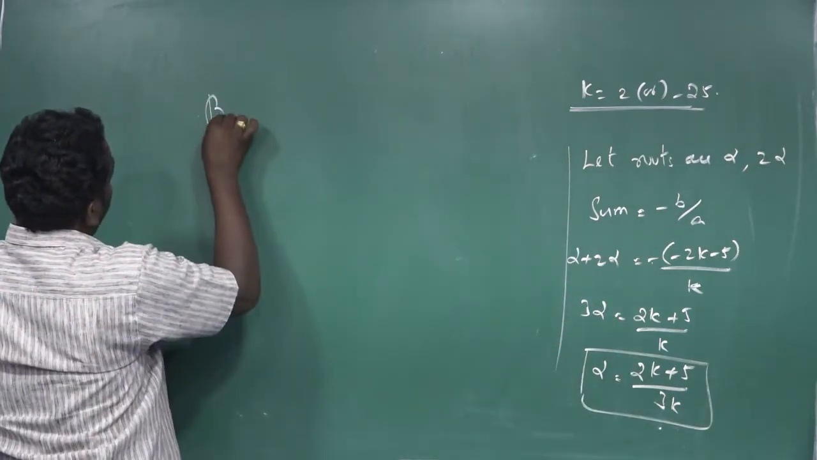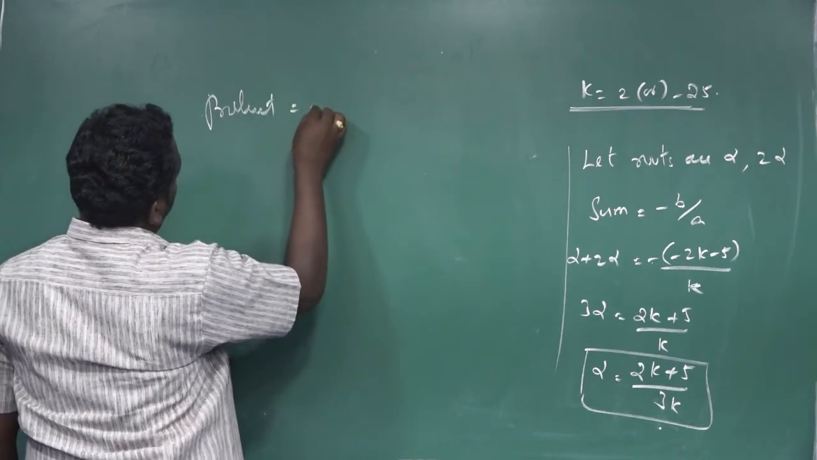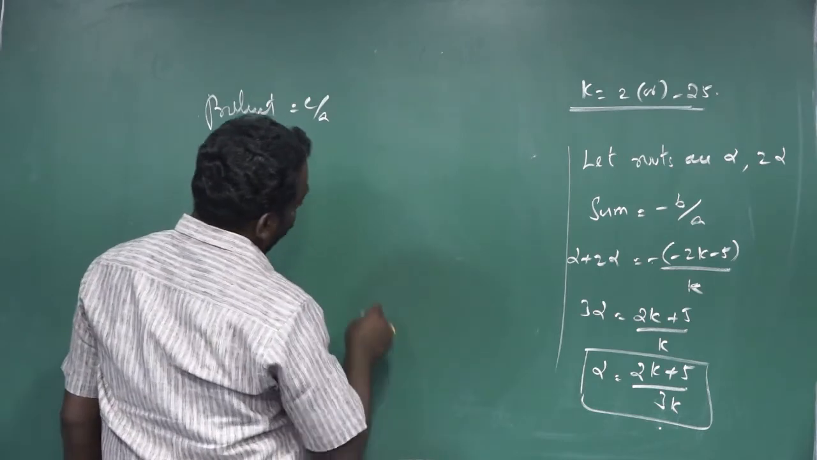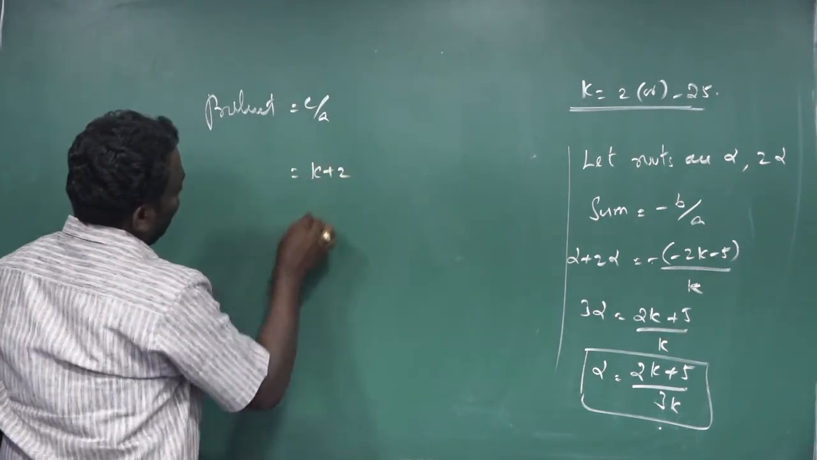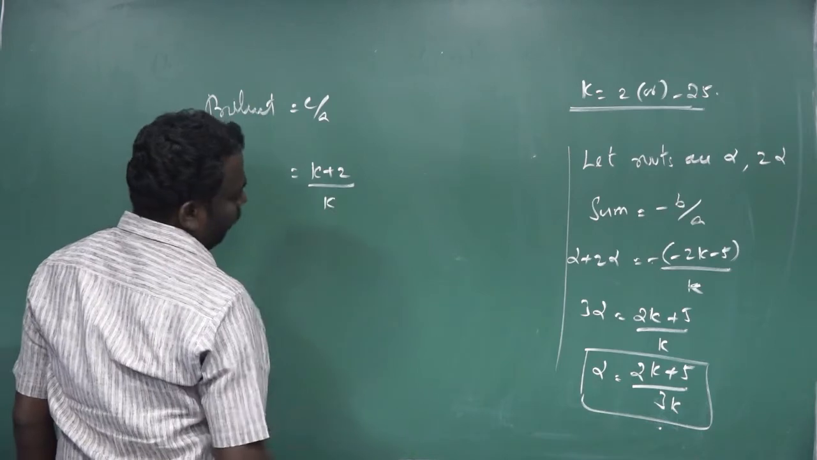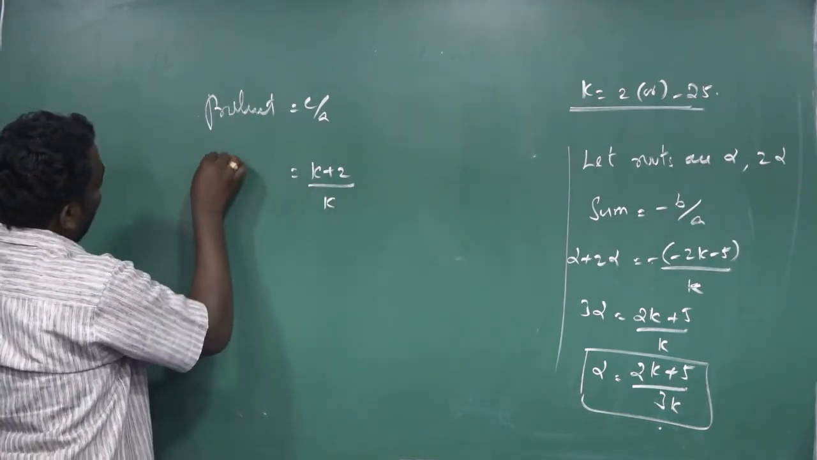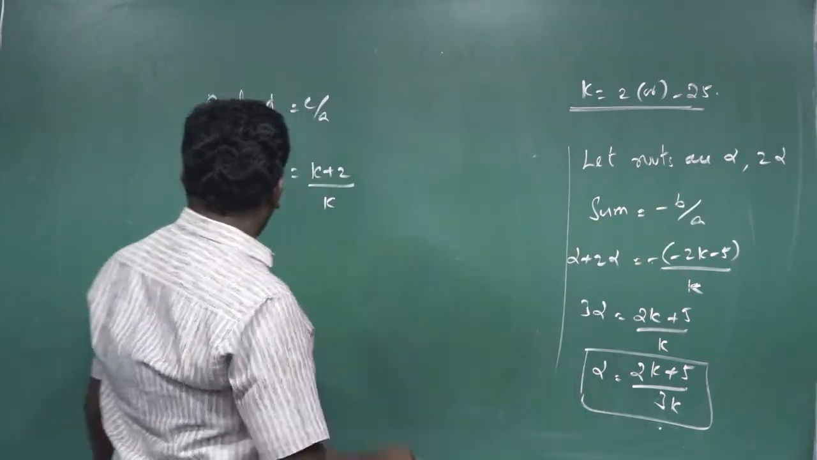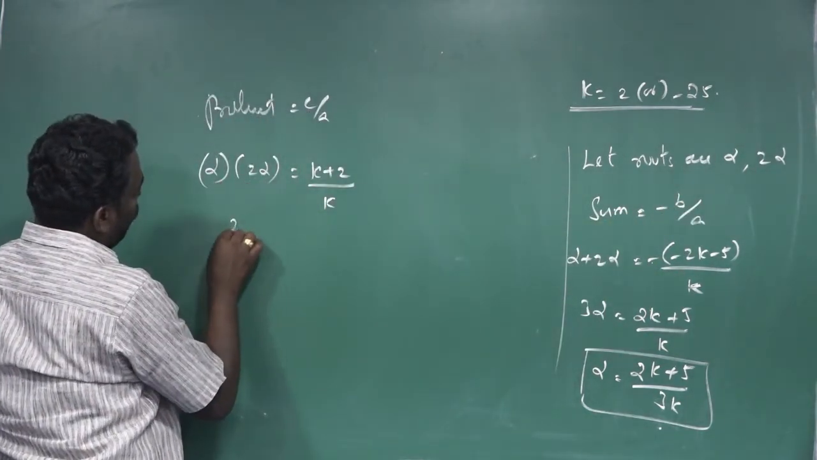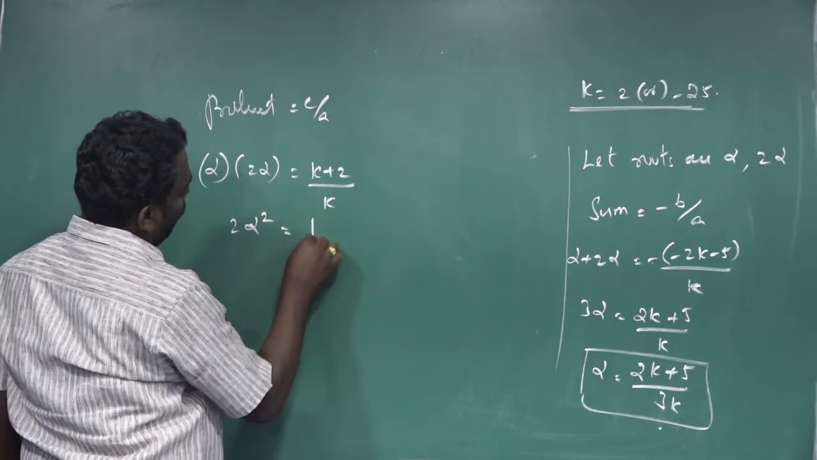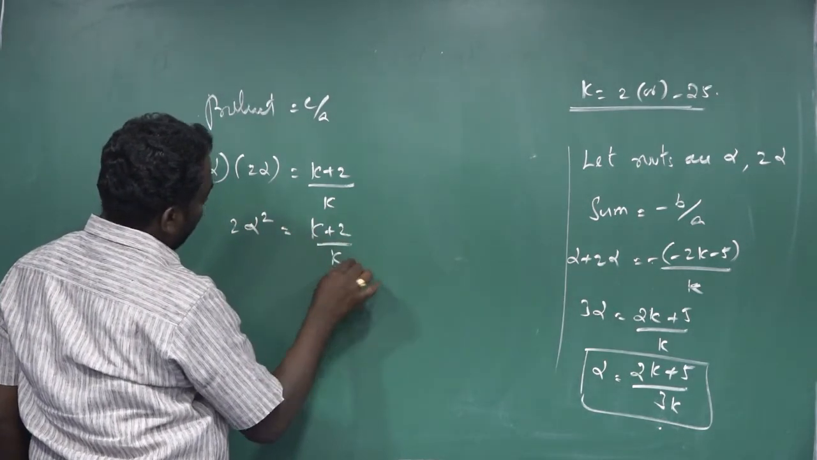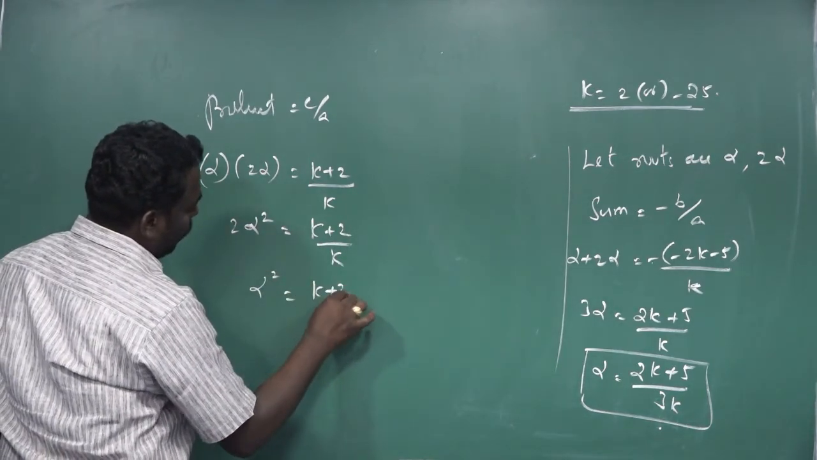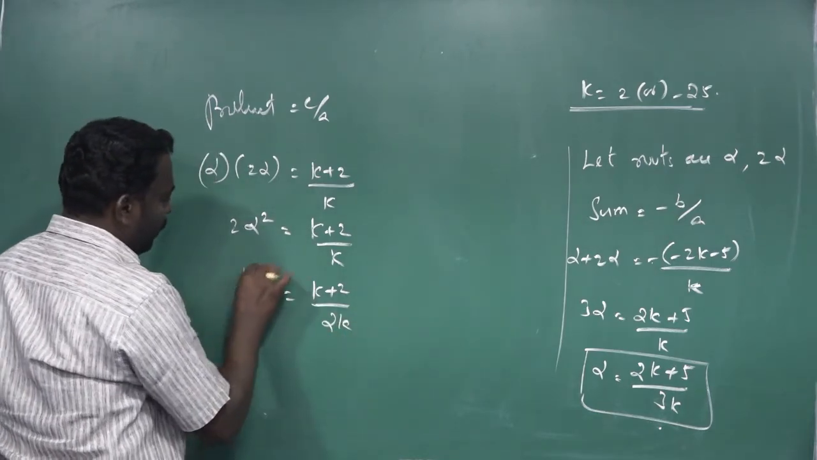The next one, find the product of the roots, that is equal to c by a, that is c is defined by k plus 7 by a is defined by k, and the product is alpha into 2 alpha. Therefore 2 alpha square is equal to k plus 7 by k. Just transfer the 2, alpha square equal to k plus 7 by 2k. This is the alpha square value.